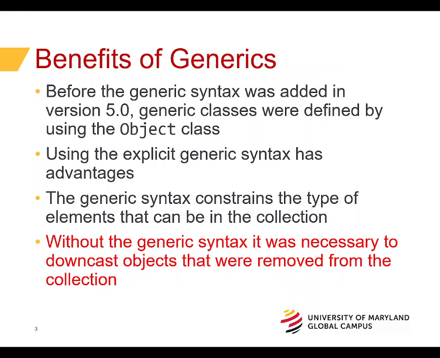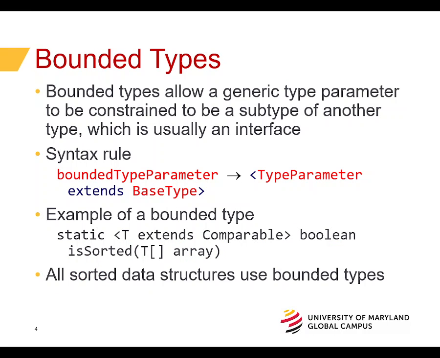Without the generic syntax, it was necessary to downcast objects that were removed from the collection. When generics are used, objects that are removed from the collection are already of the correct type. Beyond just the ability to parameterize the type of the elements of a collection, the new syntax included some additional features that we will consider next. The first of these is the syntax of bounded types.